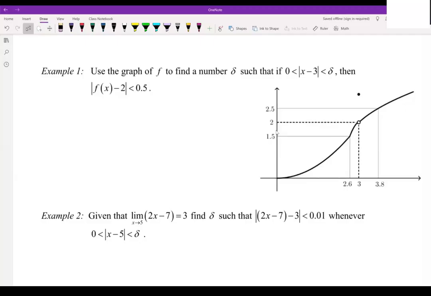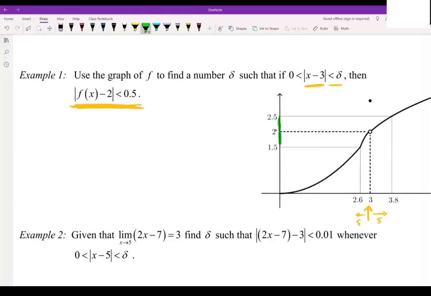Here they want us to use the graph to find the number delta such that, and again, let's make sure we read this correctly, the distance between x and 3 is less than delta. So you'll notice 3 is here. They want us to find a distance delta going that way and a distance delta going that way. That guarantees that the distance between f of x and 2 is less than a half. So we've got this half here in green and a half there in green. Okay, so that takes care of this piece.